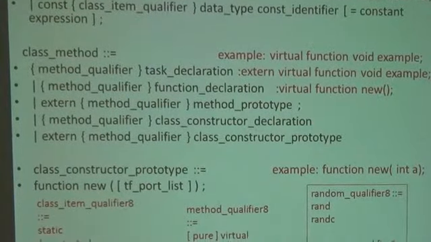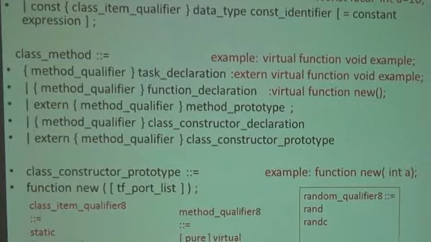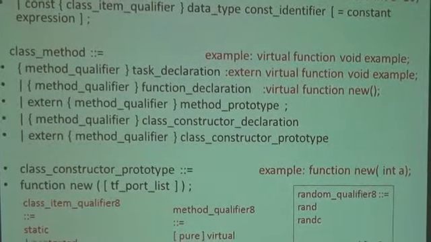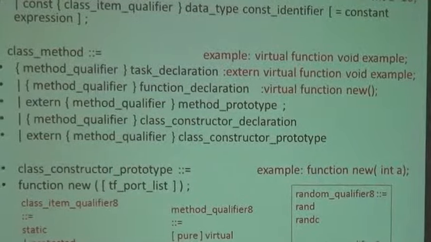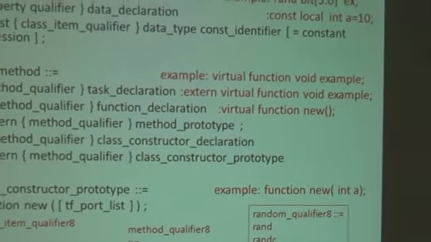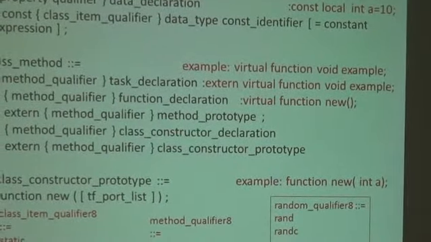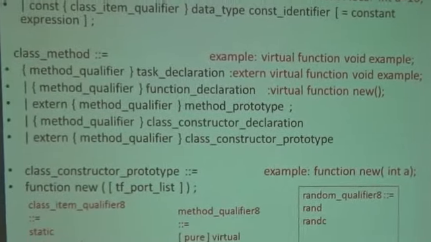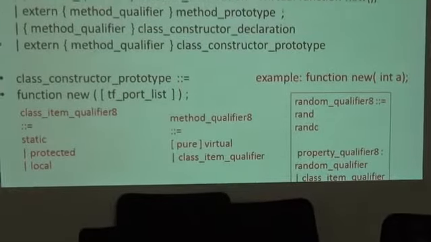Syntax of class method is as follows. It consists of a method qualifier followed by a task declaration, or a method qualifier followed by a function declaration. An example of it is virtual function void example. Here virtual represents the method qualifier. Let's check out what the method qualifiers are.